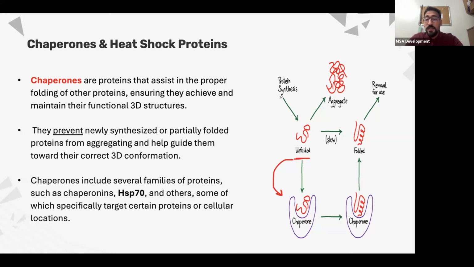So this is a naive protein, unfolded in the cytoplasm. It will go to a regulatory protein called chaperone. This chaperone will help this protein get folded, and it will secrete it to the outside, and now it can perform its physiological functions, right? So chaperones are proteins that assist in the proper folding of other proteins and maintain their functional 3D structures. They prevent newly synthesized or partially folded proteins from aggregating.